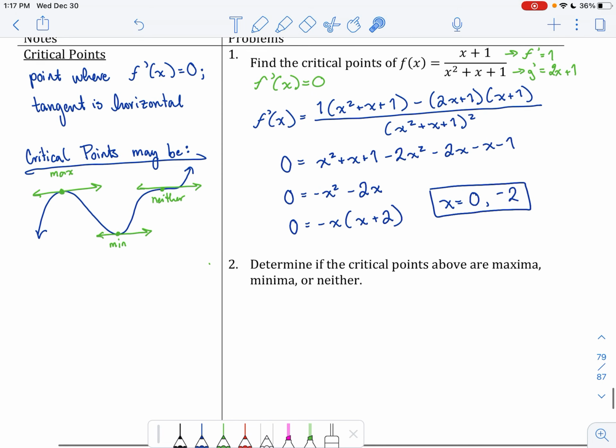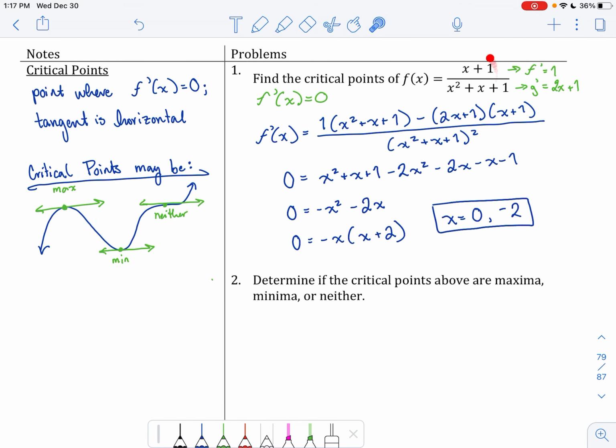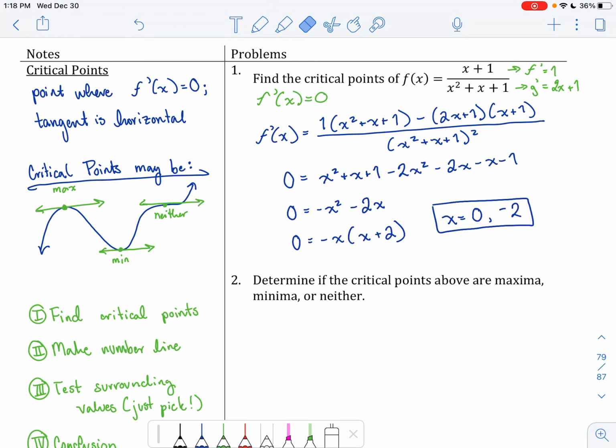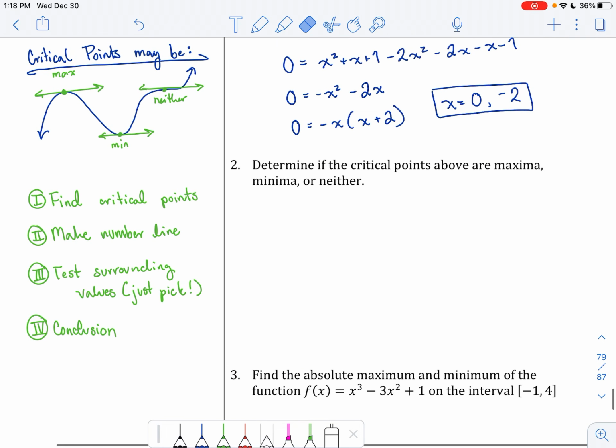In order to find out where the maxima and minima of this function are, we're going to go through a little process. What I recommend is pause the video here, and write down these steps if you would like to. So you're going to find the critical points. You're then going to make a number line, and you're going to test surrounding values, and you'll come to a conclusion. I'm going to walk through this process, and we're going to start by finding the critical points, which we already did.